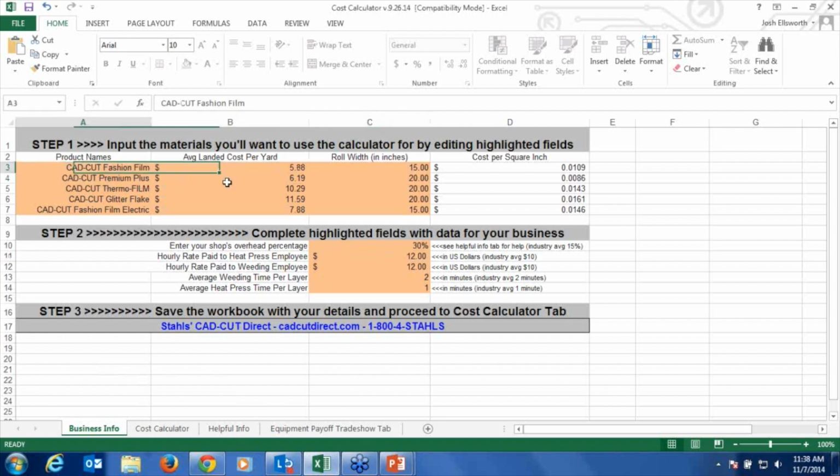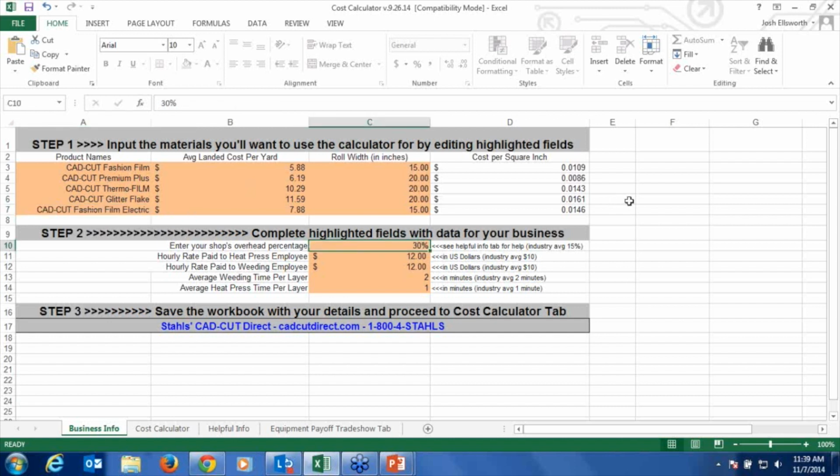Okay, so step 1. Input your materials and your average landed cost per yard, as well as the roll widths for the materials. In this case, we've input 5 of our most popular materials at Stahls: Fashion Film, which is our t-shirt product; Premium Plus, which is our stretch and performance wear product; Thermal Film, which is great for athletic jerseys and contact sports and dye inhibiting; Glitter Flake, which is, of course, our #1 selling bling product. Everybody loves Glitter Flake; and Fashion Film Electric, which comes in almost metallic foil-like colors. It's a good sort of alternative to Glitter Flake if you want to step up into special effects for men's apparel.